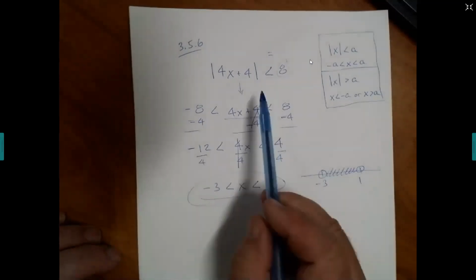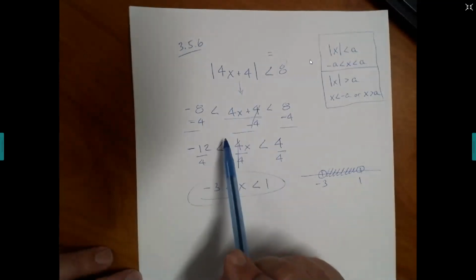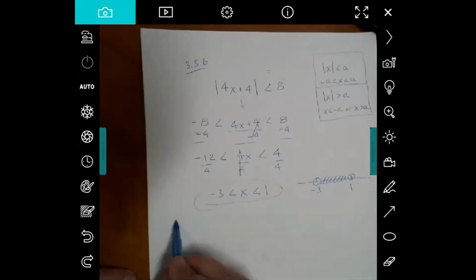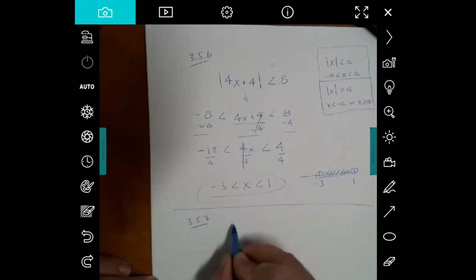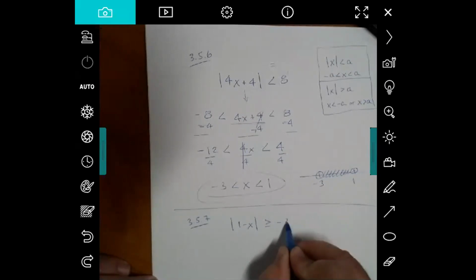Yeah, so the only thing different between chapter 1 and this is the absolute values. Once we get to this point here, it's exactly the same as what we did in chapter 1. And the 7th question: 1 minus x is greater than or equal to negative 3.